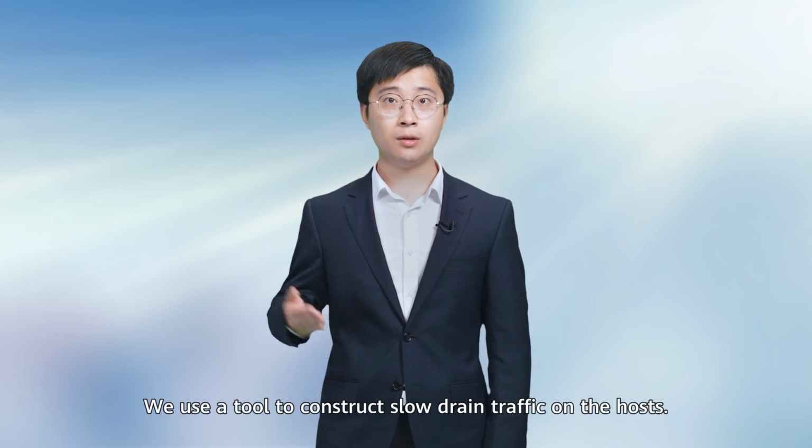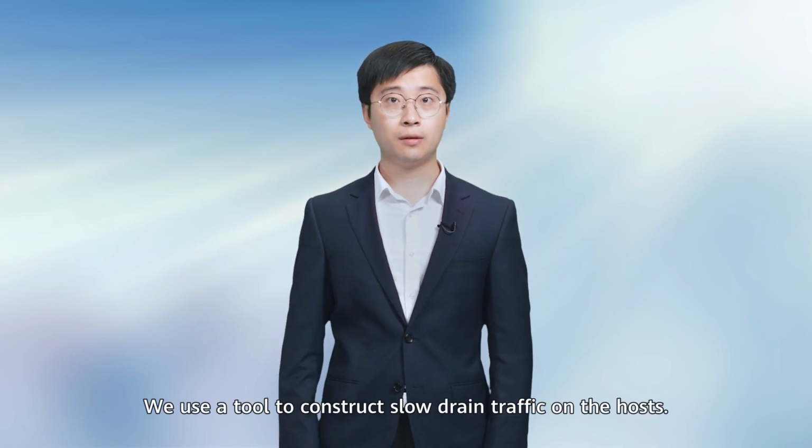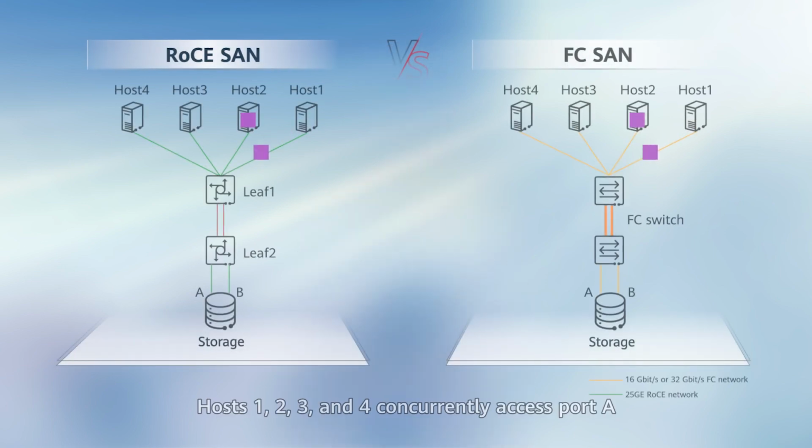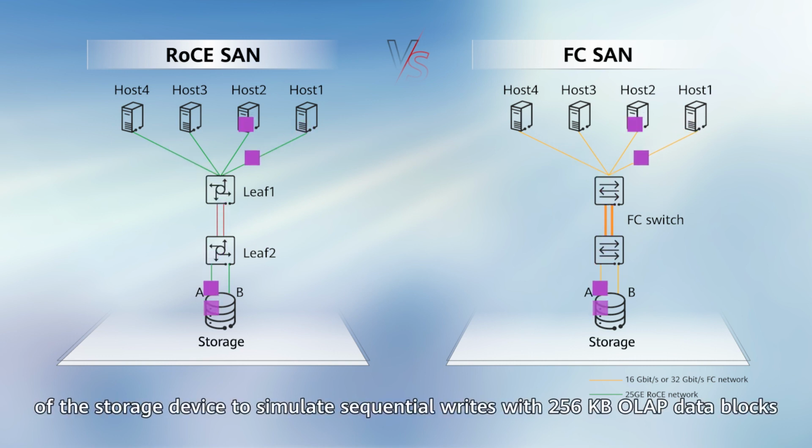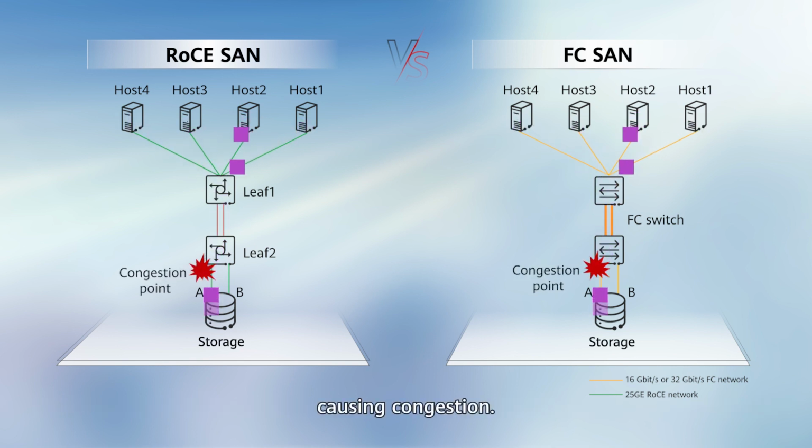We use a tool to construct slow drain traffic on hosts. Hosts 1, 2, 3, and 4 can currently access port A of the storage device to simulate sequential writes with 256 KB OLAP data blocks, causing congestion.